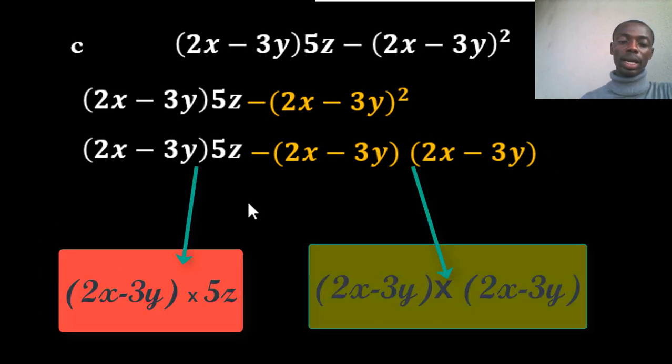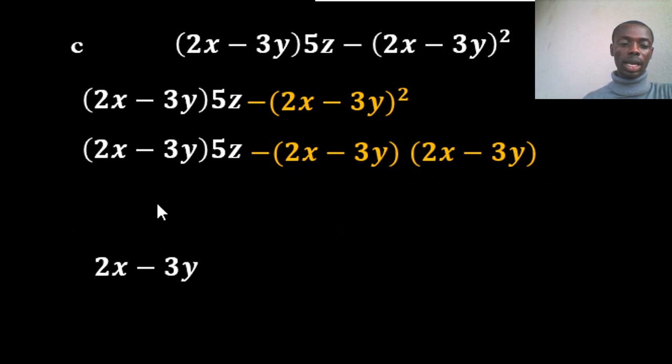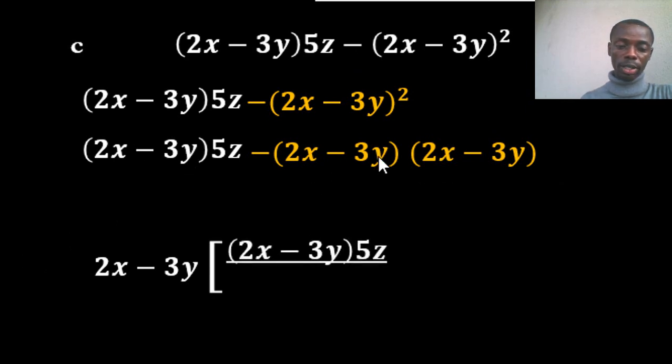Because you can have 2x minus 3y here multiplying 5z. And here you can have 2x minus 3y multiplying another 2x minus 3y in gold. So it means that 2x minus 3y is common to both. So if it is common to both, then I can have it out here for factorization. And if that is the case, then let me open a square bracket. So opening a square bracket, I'll be writing every term in white. So that's everything in white. Then everything in gold is also coming out, just like we have it come out on our screen.